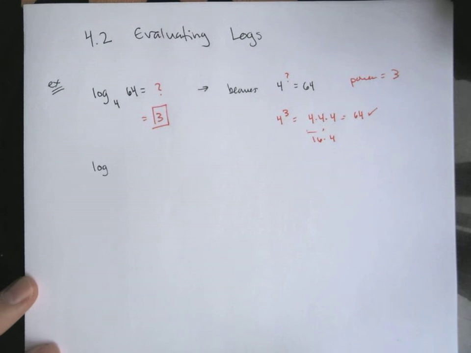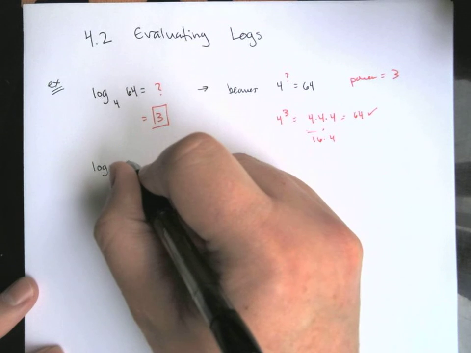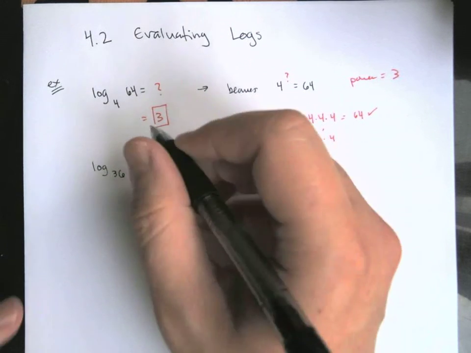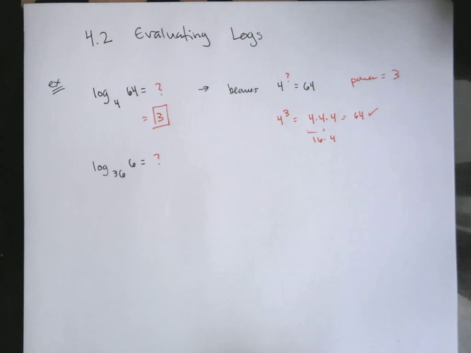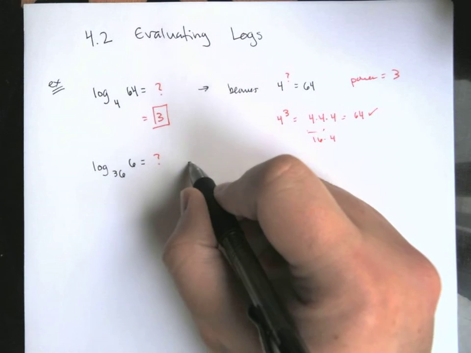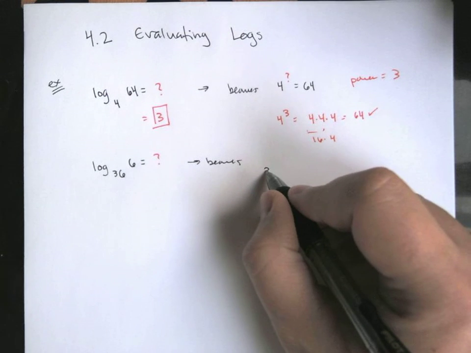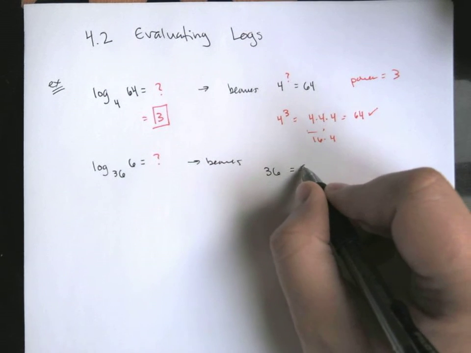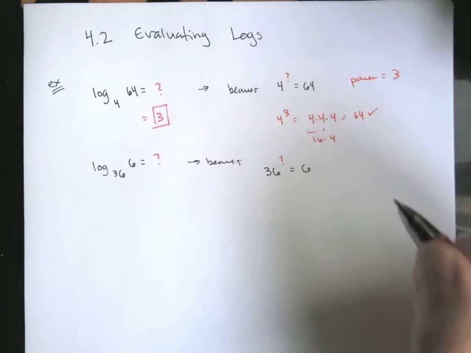Let's do another one. How about log base 36 of 6, equals question mark. Again, same kind of question: what's the relationship here? This becomes 36 raised to the what equals 6. How do I get from 36 to 6?